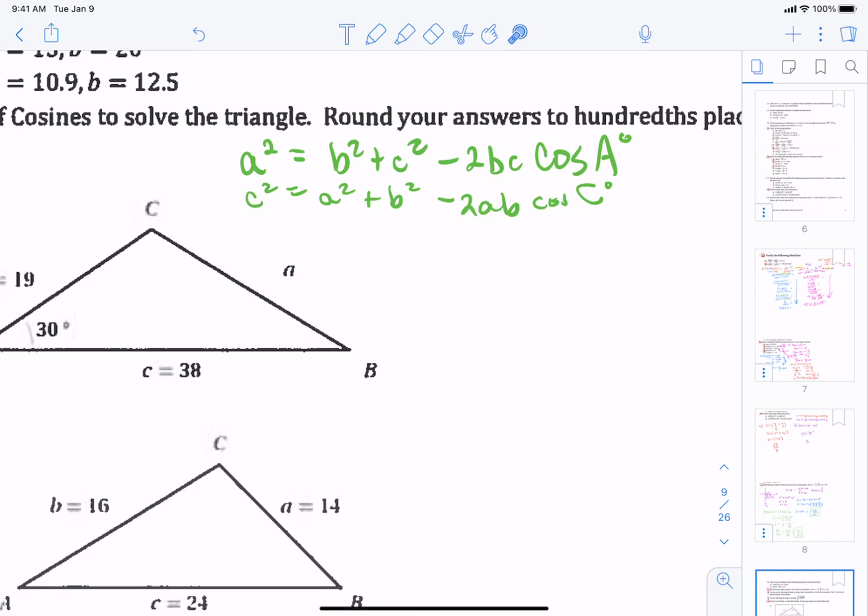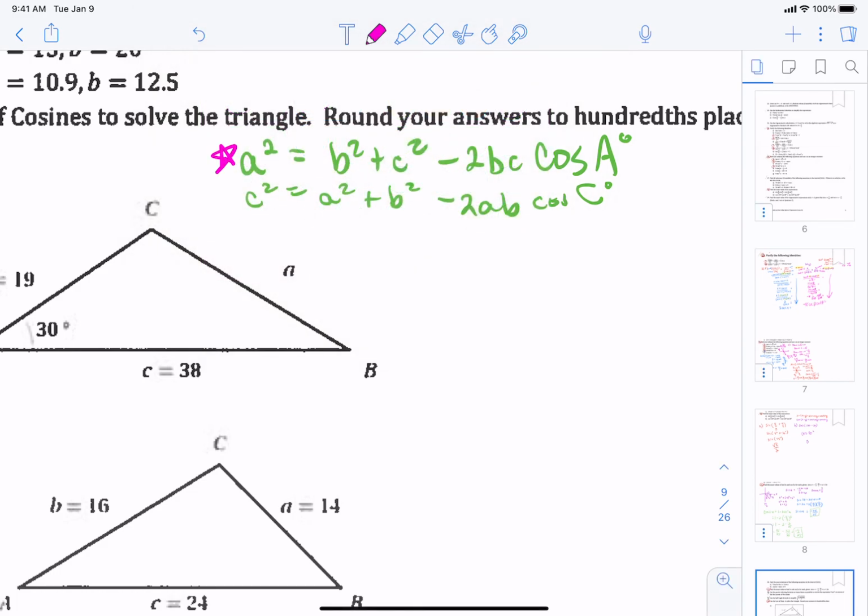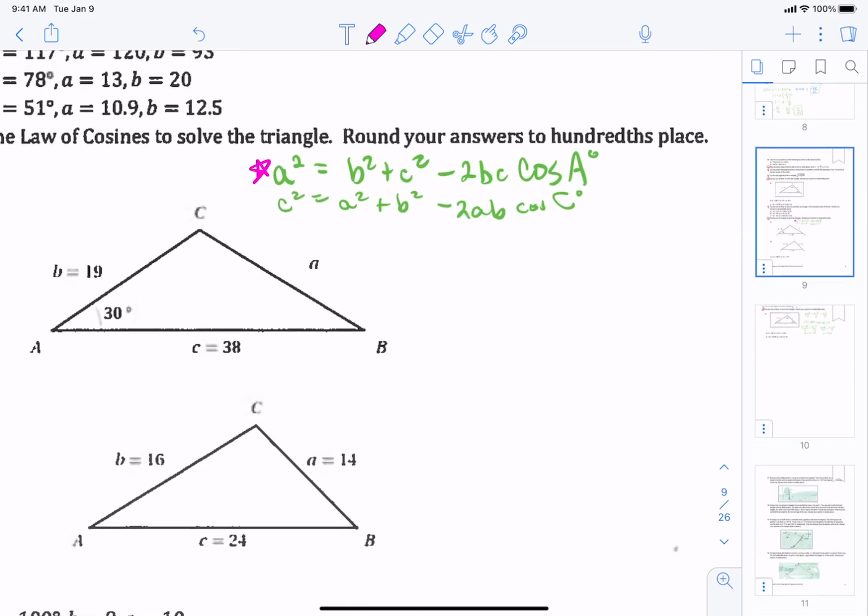Okay. So I'm going to use this one because I need to find A. I have A information, so let's do that. If I start out with A, I know A squared is B squared plus C squared minus 2 times B times C times the cosine of angle A. Now what's really nice is this follows order of operations very well. If you enter that big string into a calculator, it's going to give you exactly what you need, okay?